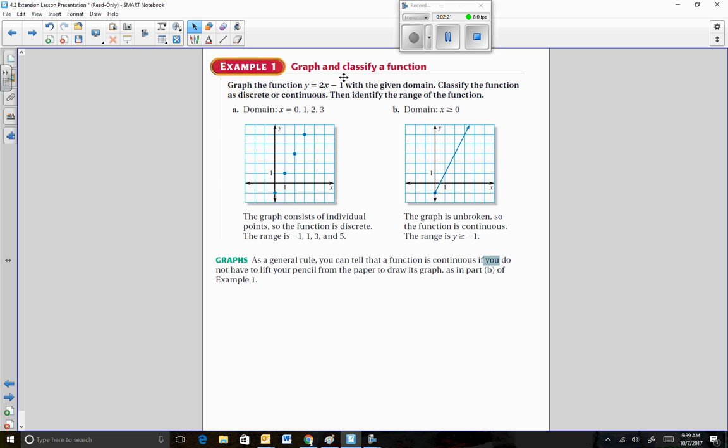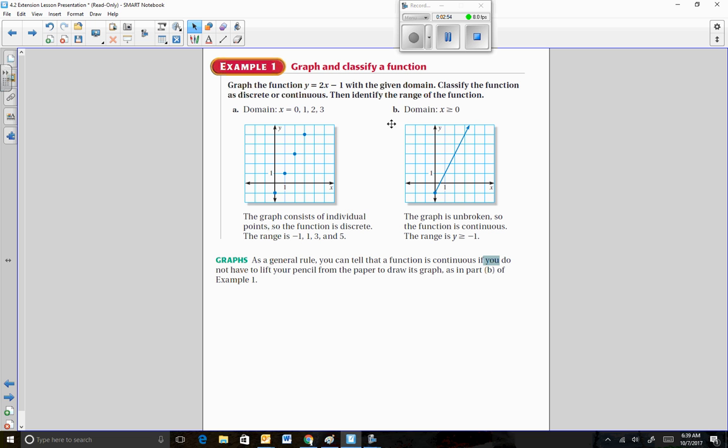Graph the function y equals 2x minus 1 with the given domain, classify the function as discrete or continuous, then identify the range of the function. If we place 0 in here, we obviously get a -1. If we place a 1 in here, 2 minus 1 is 1, so you get 1. And if you put the 2 in, so on. Here's your point. So the graph consists of individual points, so the function is discrete. The range is simply the numbers that are the outputs, -1, 1, 3, and 5, the y values.